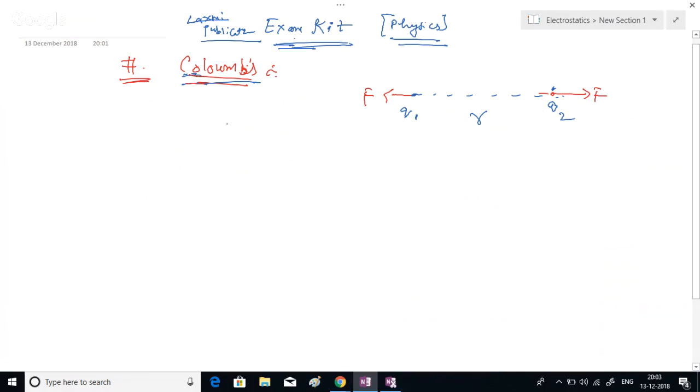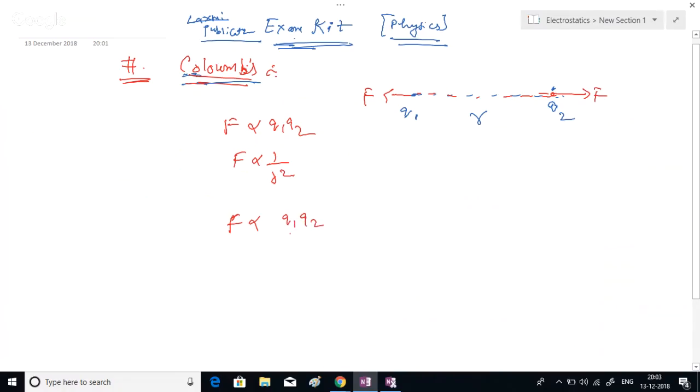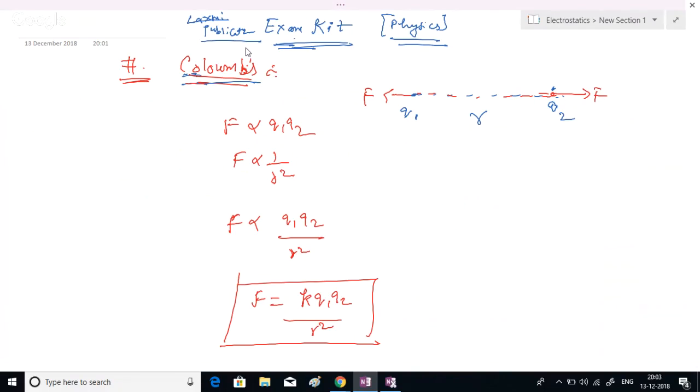According to Coulomb, the force is proportional to the product of the charges Q1 Q2 and inversely proportional to the square of the distance between the two charges, that is r square. Combining these two, F is proportional to Q1 Q2 by r square. So F is equal to K Q1 Q2 by r square. Is that clear? The force is K Q1 Q2 by r square.